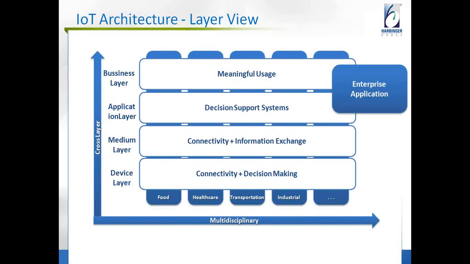Moving on, in this slide, what I tried to do is go back to the layer architecture view and then apply these three key components at each layer of the architecture.